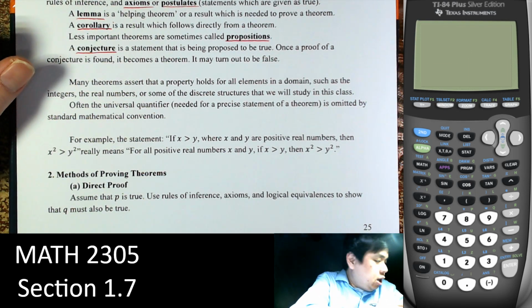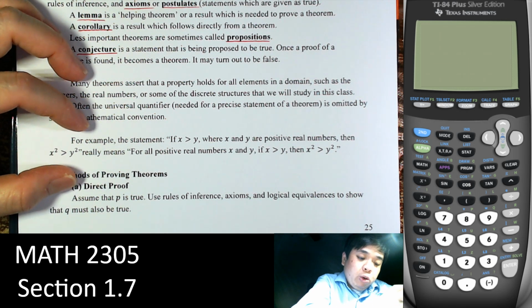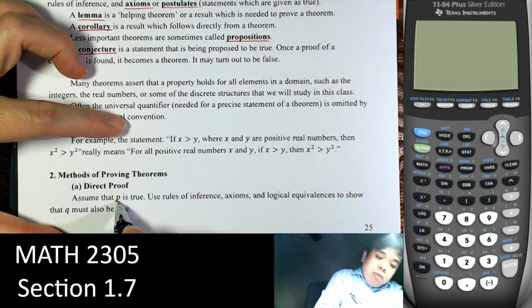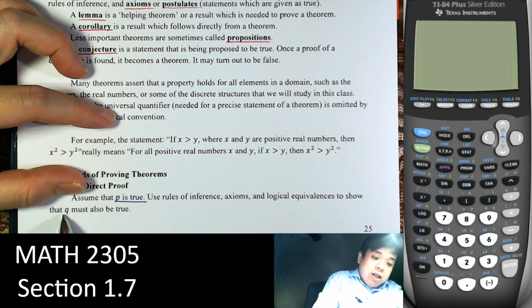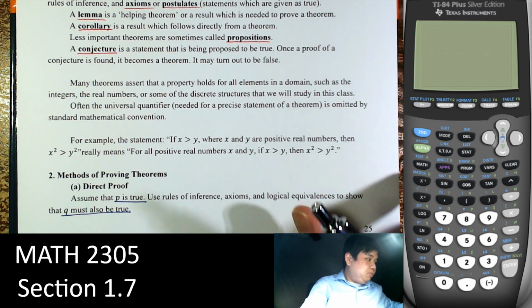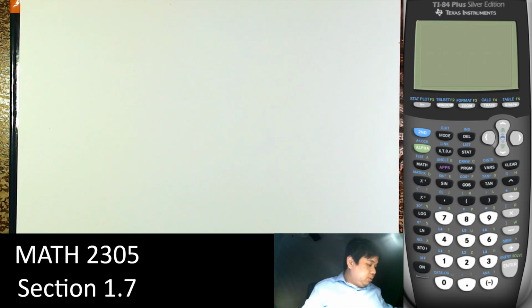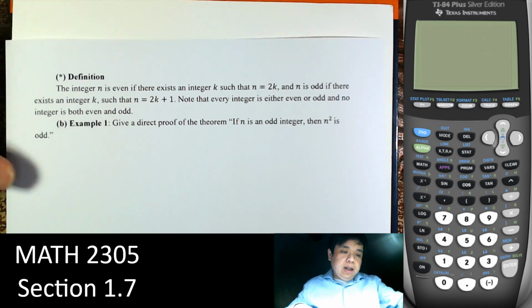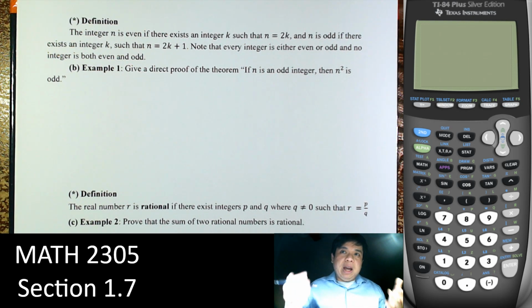Right. So let's go over some methods of proving things. The first one is the direct proof. So we prove it directly. We start with P is true, and we follow a bunch of different rules, and then we say Q must be true. So that is the process of a direct proof. Now, before we prove something, we need to have some lemma, like some helping theorem, or definition or axiom, something that we can base our reasoning on.